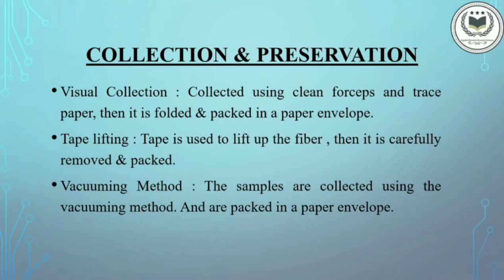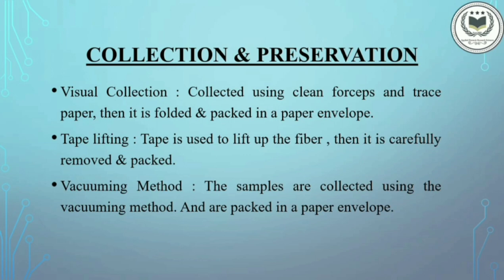Now talking about the collection and preservation of fiber. Fibers are very mobile and lightweight. They get brushed off easily or fall from clothing, which leads to cross contamination and the loss of evidence. So they need to be properly collected and preserved. Fiber can be seen with the naked eye on most surfaces. By using clean forceps and tracing paper, the sample is removed from the surface and then kept on a clean piece of paper which is then folded and packed in a paper envelope.